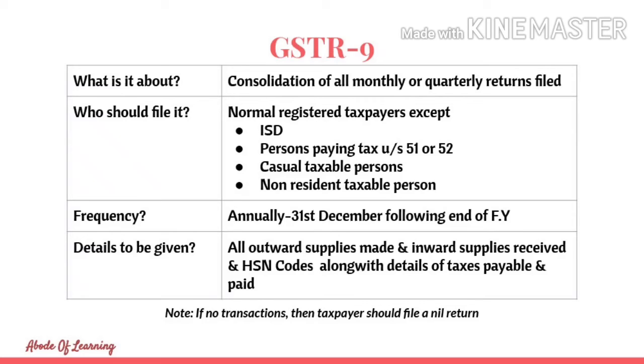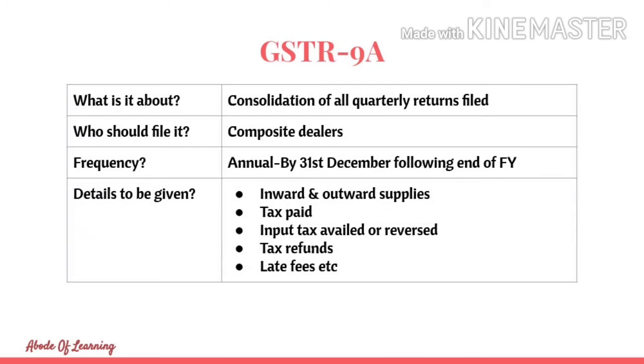ISD, that is input service distributor, persons paying tax under 51 or 52, casual taxable persons, non-resident taxable person. These people are not required to file GSTR 9. Now, details to be given in this return are all the outward supplies made, inward supplies received, and HSN codes along with details of taxes payable and paid. If there is no transaction in a year, then the taxpayer is under the obligation to file a nil return. So this is an annual return.